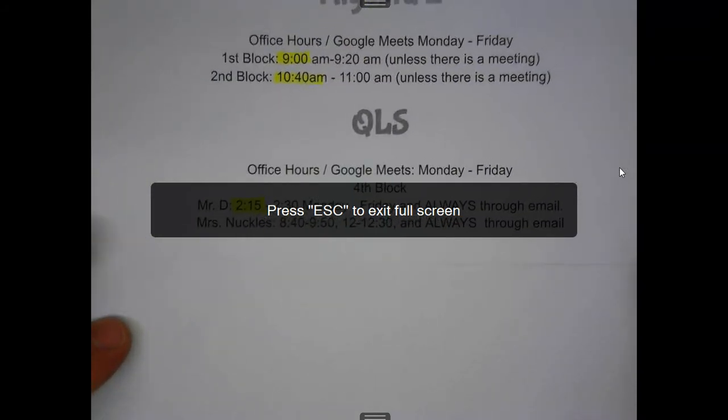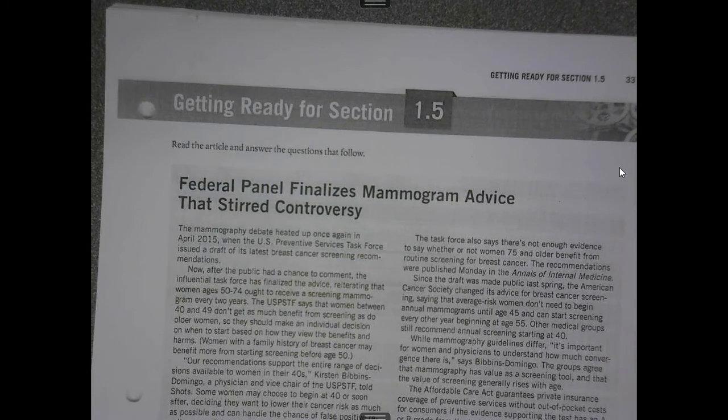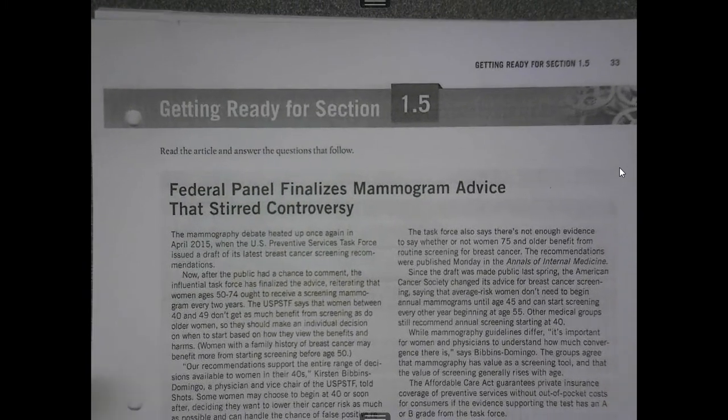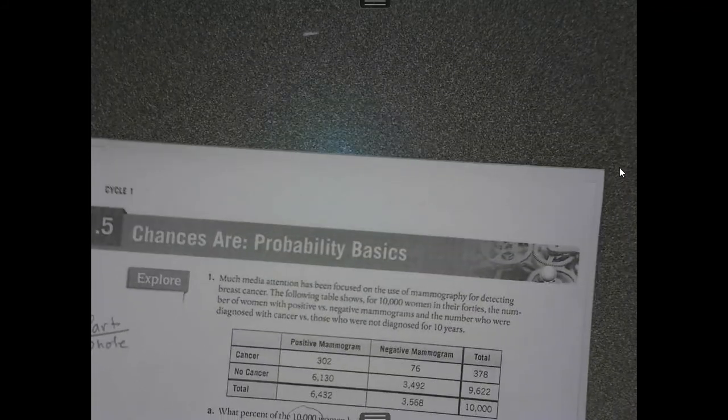Okay, so let's take a look at 1.5 notes. 1.5 is probability basics. Let's start with some clean sheets here. Okay.